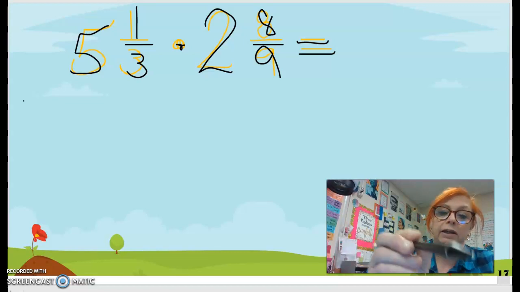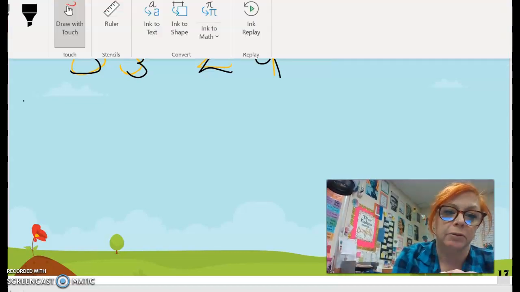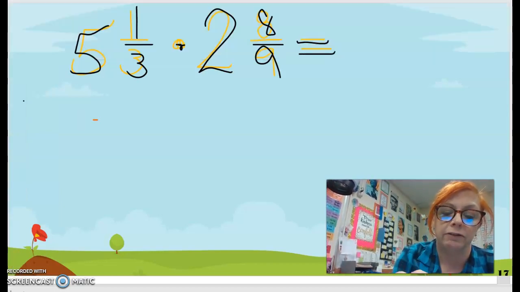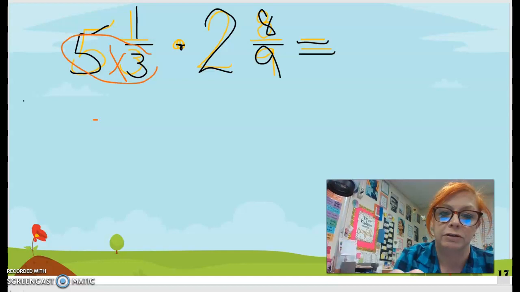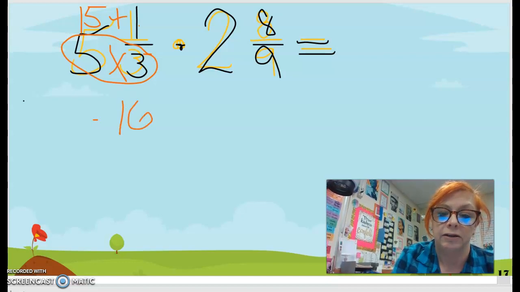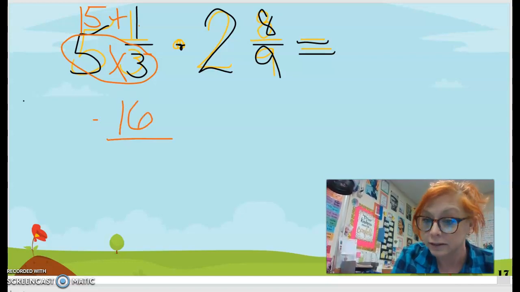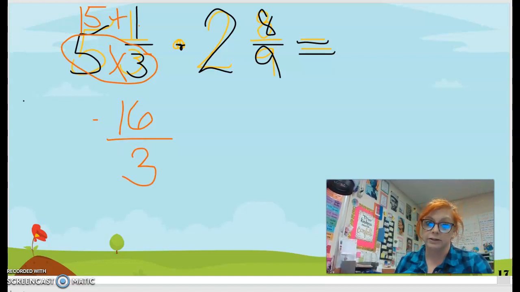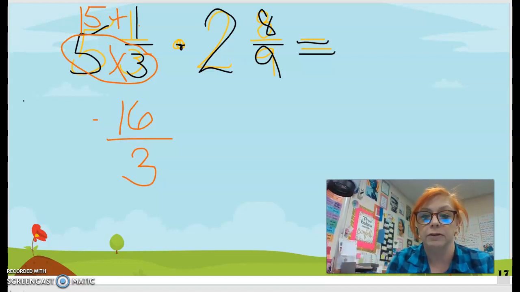What is 5 1/3 as an improper fraction? Well, let's find out. First we do this: 5 times 3, 15, plus this 1. That makes what? 16. And what will the denominator be? It will stay the same. Good. So 16/3.